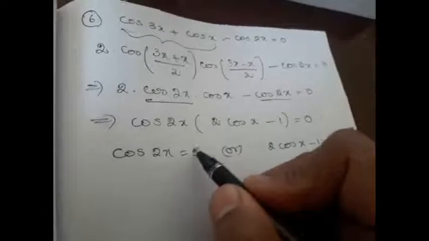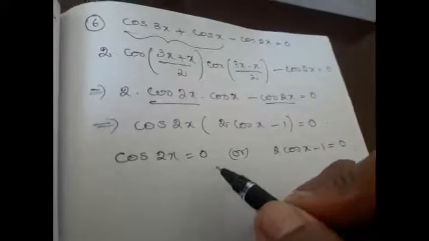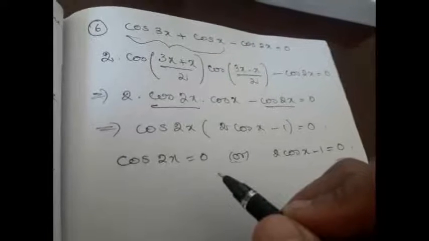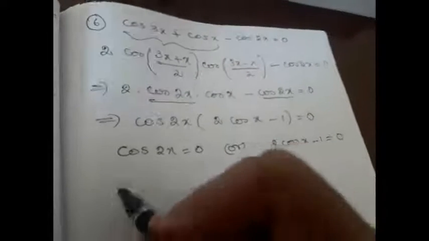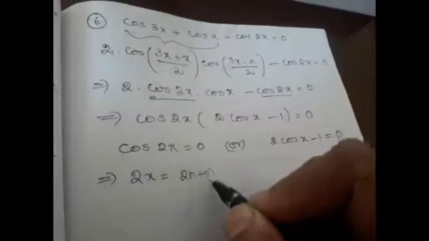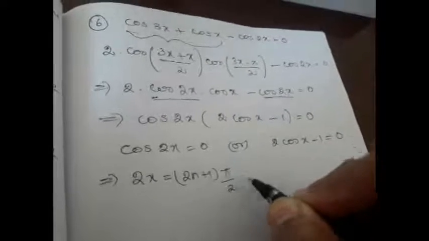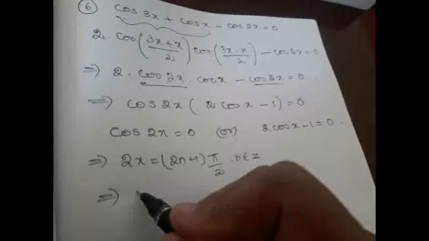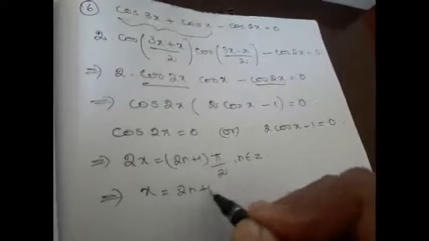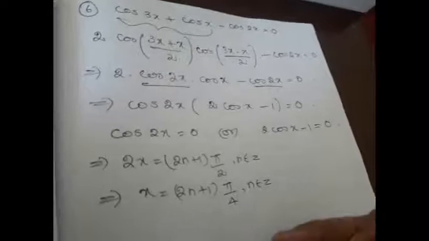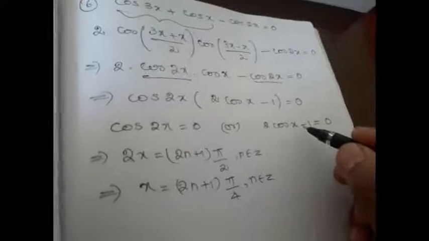Now the cos value becomes 0 when the angle takes the value of an odd integral multiple of pi by 2. Therefore this implies 2x should be equal to (2n plus 1) pi by 2, where n belongs to Z, right? We can bring this 2 to the other side. So x is equal to (2n plus 1) pi by 4, where n belongs to Z. So we found one solution, or else we need to solve the other.